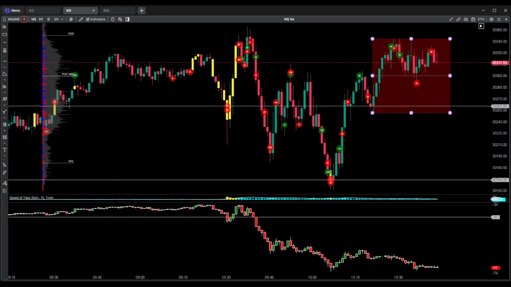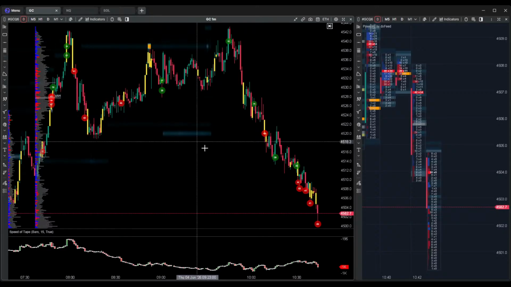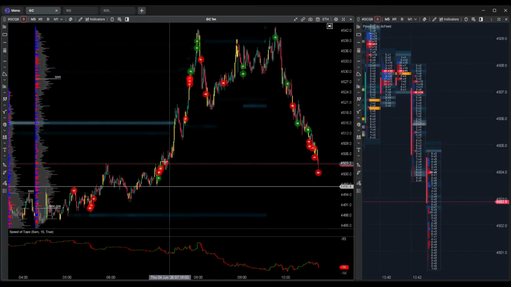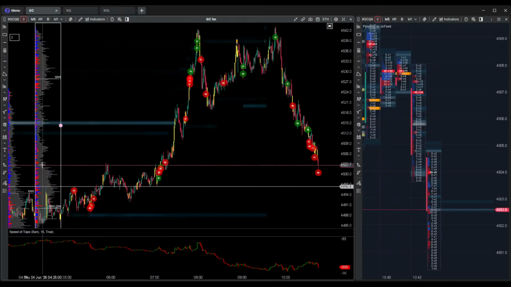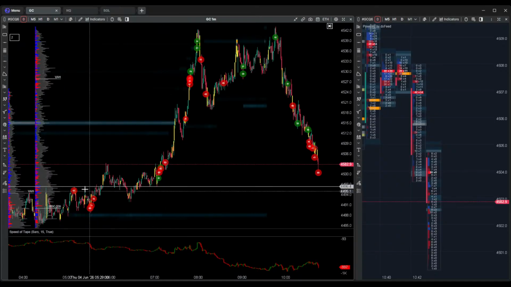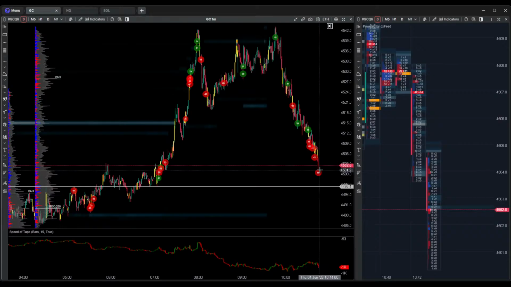They're selling gold as well. Let's look at gold, if I can find another opportunity on gold. Oh, look at that thick area. We might see more passive buyers coming in here.